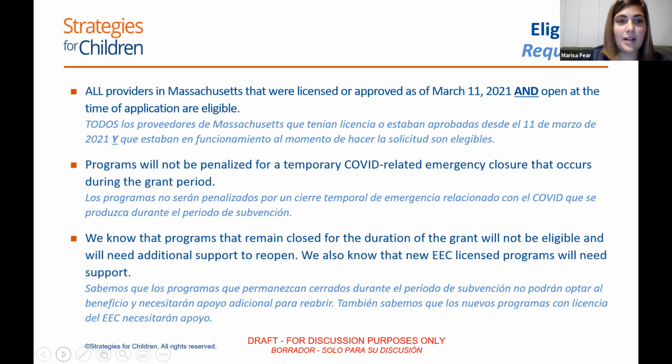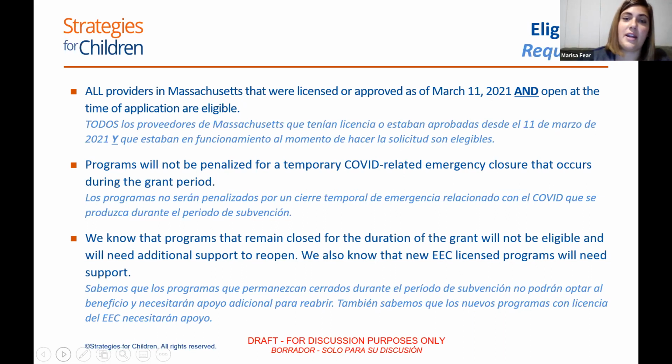So now we'll talk a little bit about eligibility. So all providers in Massachusetts that were licensed or approved as of March 11th of 2021 and that are open at the time of application are eligible. Programs will not be penalized for a temporary COVID-19 related emergency closure that occurs during the grant period.